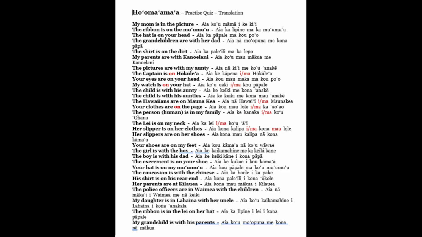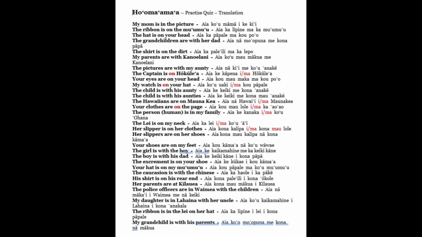And then we'll go, the shirt is on the dirt. Ia ka paleili ma ka lepo. So remember, whenever it's a Pepeke Henua, you always begin that sentence with ia. Ia ka paleili. Ka paleili means the shirt. Ma ka lepo, on the dirt. Okay? So then you can go down all of these. These are examples of the Pepeke Henua structure.